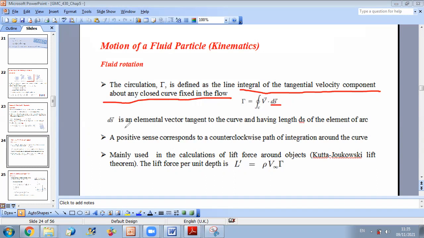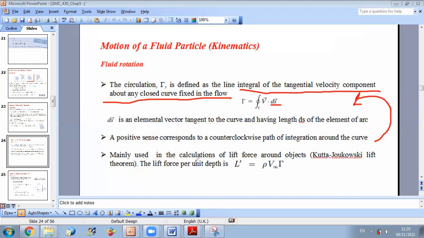So ds is an elemental vector tangent to the curve and having a length ds of the element of r. A positive sense corresponds to a counterclockwise path of integration around the curve. So always we perform our integral in the positive direction. The positive direction is counterclockwise.